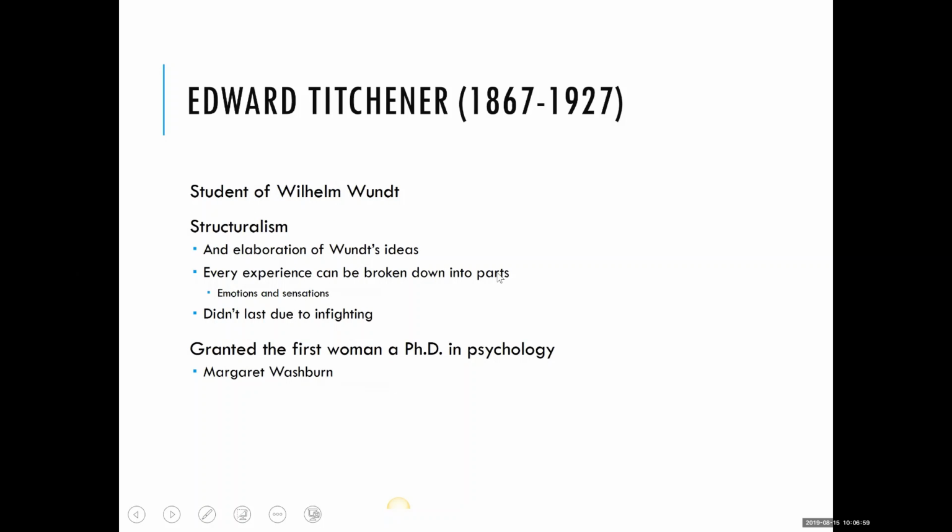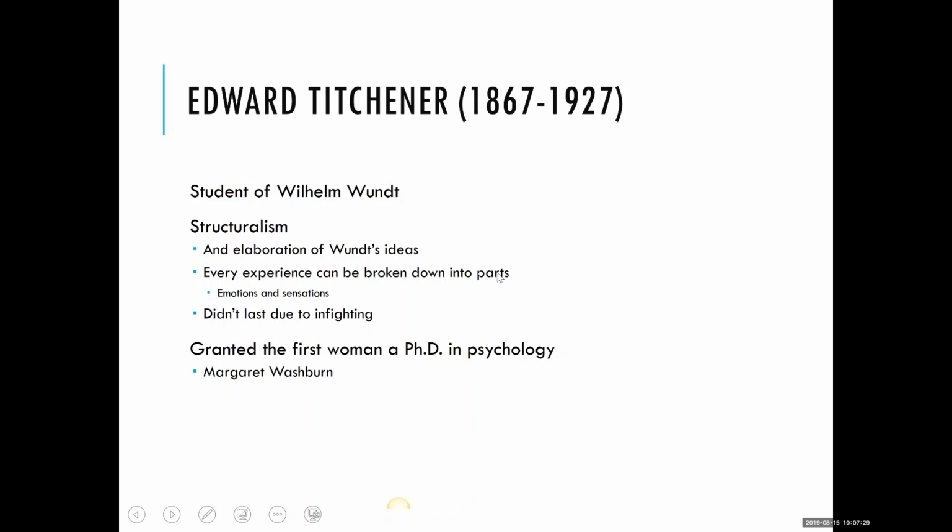Okay, so Edward Titchener, a contemporary of Wundt, gets some credit as well. He was actually a student of the last person we talked about. Basically, he took Wundt's core ideas and elaborated on them. He believed that each perceptual experience could be broken down into its parts, into emotions and sensations, and that there was something meaningful in breaking an experience down into its parts.